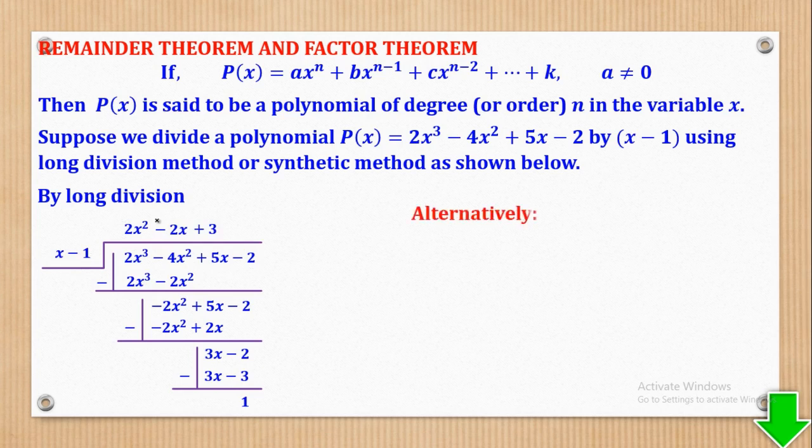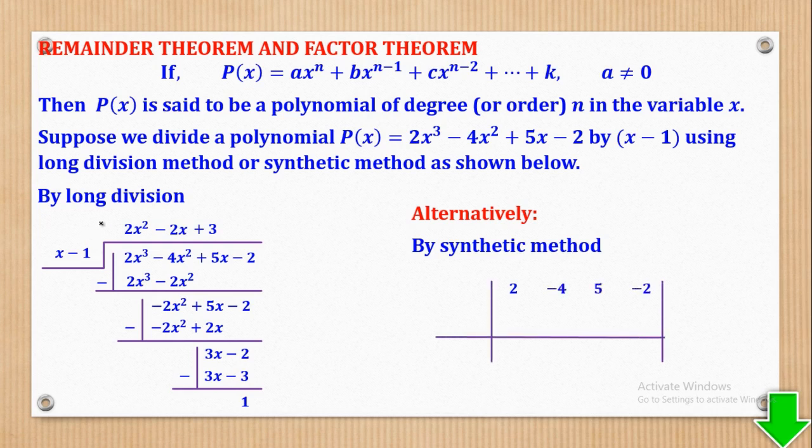What about the synthetic method? The synthetic method is a bit funny, but let's learn it anyway. For the synthetic method, you only write the coefficients. The coefficient of x cubed is here in descending order, x squared is here, 5 is here, 2 is here. Then this one implies that x is equal to 1. So write here x equal to 1. You don't write the factor, you just write x equal to 1.